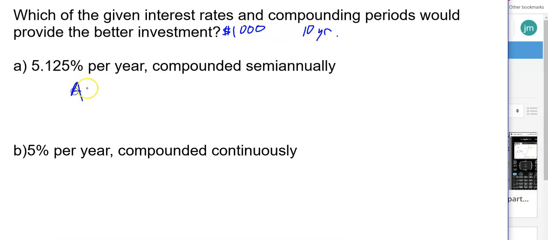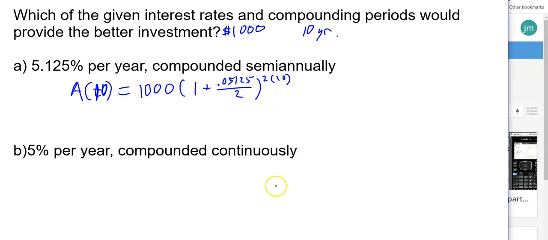So this will be the amount using the first formula, the one we learned last week, basically. So A of t equals principal, which is $1,000, times 1 plus r over n. So this would be 0.05125 over n, which is compounded semi-annually, which is 2, to the power of nt, which is 2 times t, which is, I guess this is 10. They have 10 right there. So 10 is t, so 10. So let's figure that out.